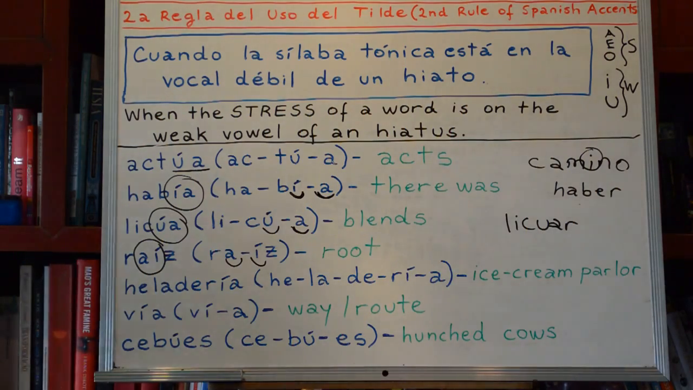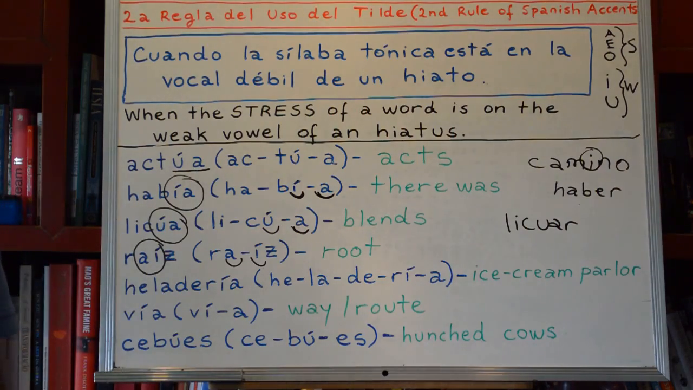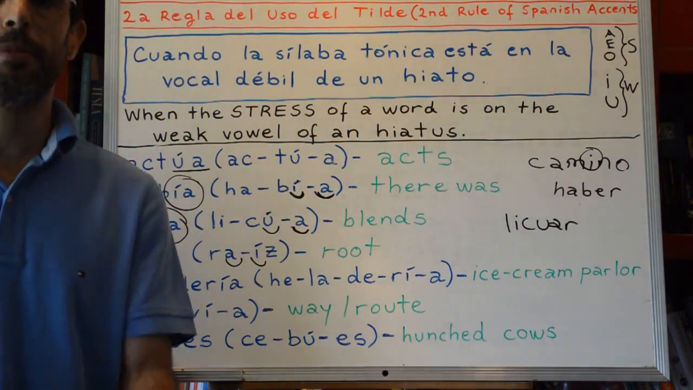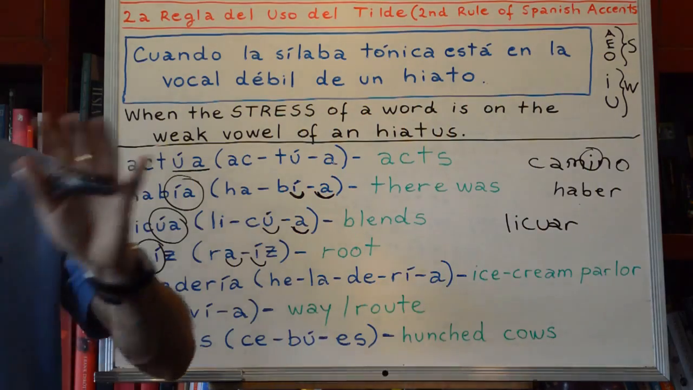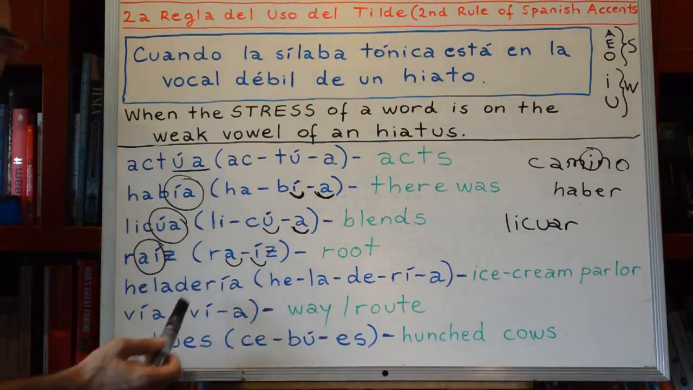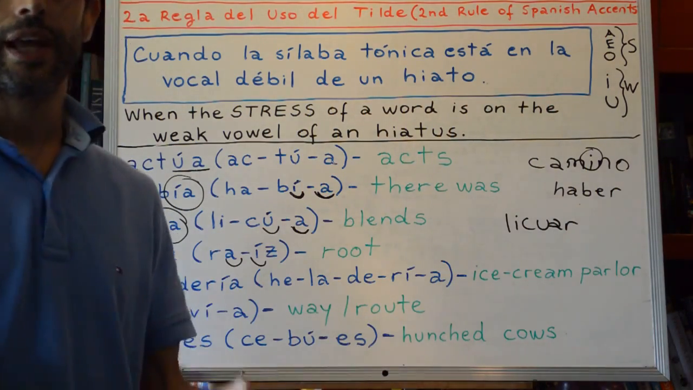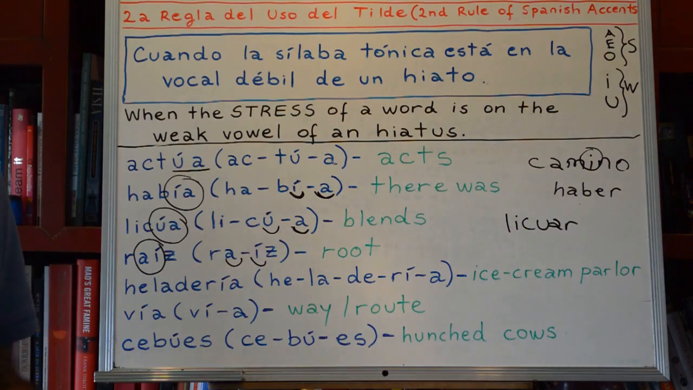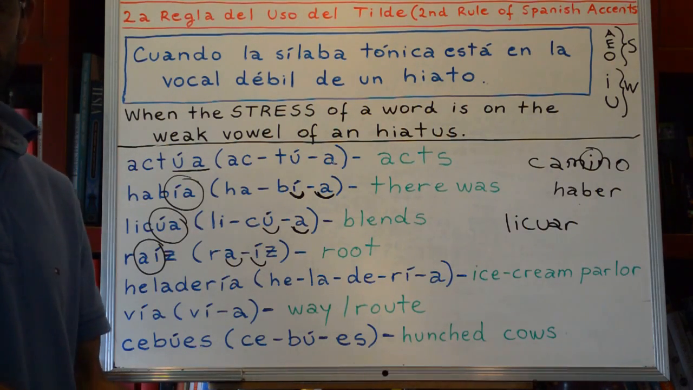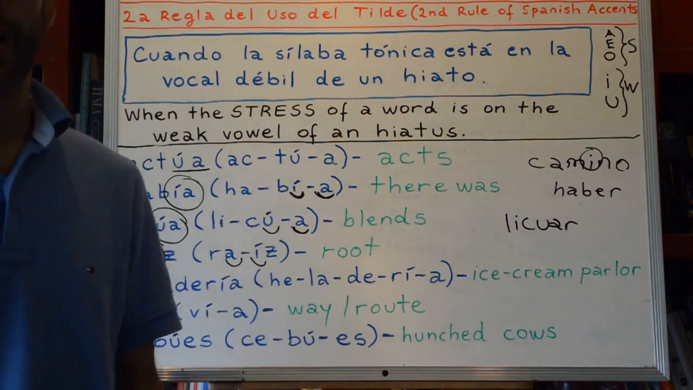Next we have the word heladería. Heladería, which means ice cream parlor, right? It's a shop where we go to buy ice cream. Heladería es a donde vamos a comprar helados. It's where we go to buy helados, ice creams.